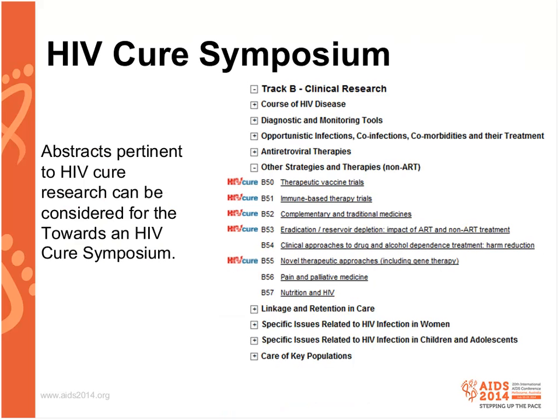In addition, let me also just mention the HIV Cure Symposium. Abstracts that are pertinent to HIV cure research can be considered for the Towards an HIV Cure Symposium. And the same submission system is used for both events, for the symposium and for the AIDS 2014 conference. So you can see here before the categories that there is the Cure logo, and this means that if you select this category, you may, if you wish, submit your abstract to both events. You will need to explain briefly how the abstract is related to the cure research. There's a box for that, but you can choose to submit it to both events.